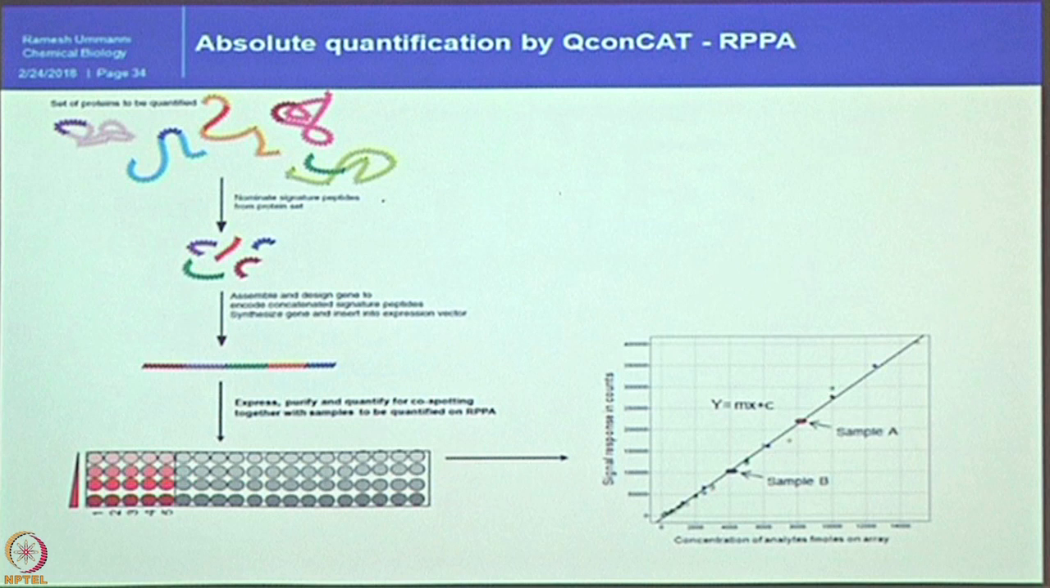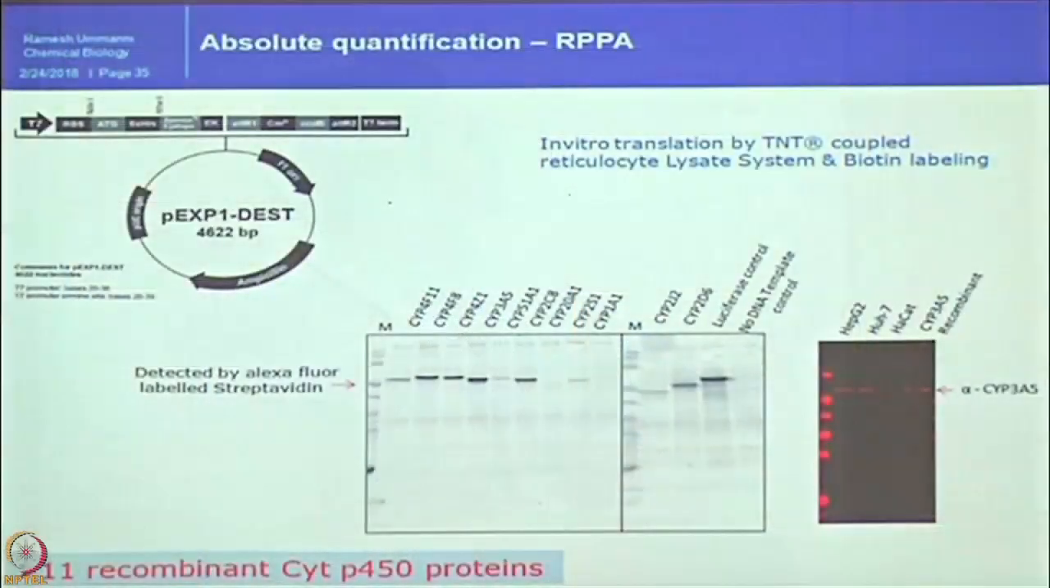Then you can make a graph like this, with the concentration of analytes on the array and the signals on the y-axis. You can also extrapolate the signals of samples, for example A and B, on this plot and calculate the concentration exactly. If you know the number of cells you have taken to prepare sample B, you can also say that this many copies are present for this many cells. This is a way you can quantify. I will show you one example.